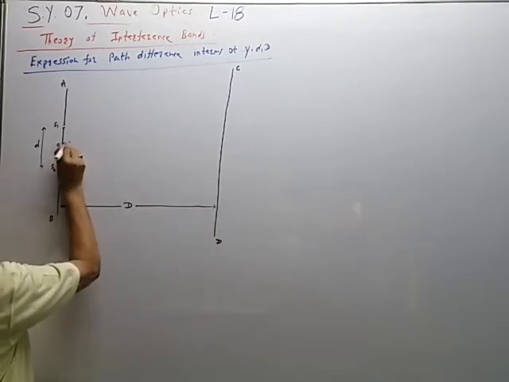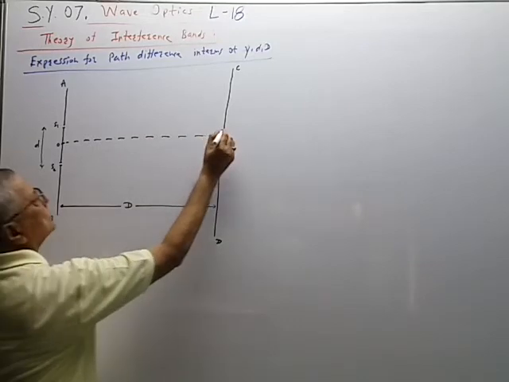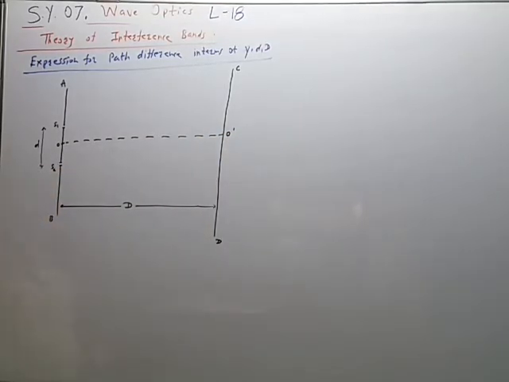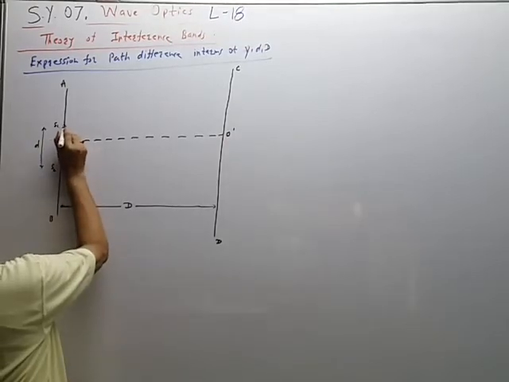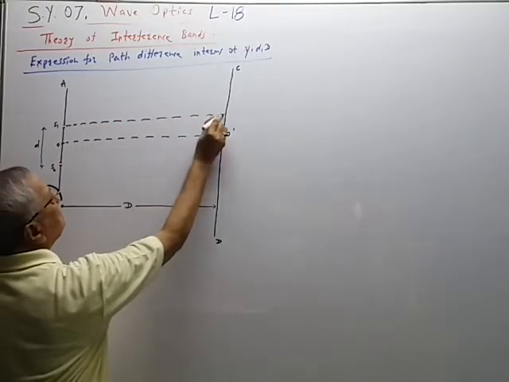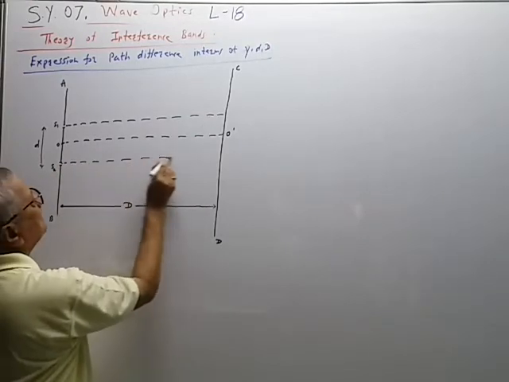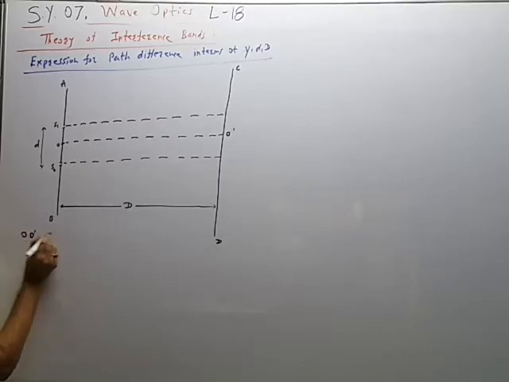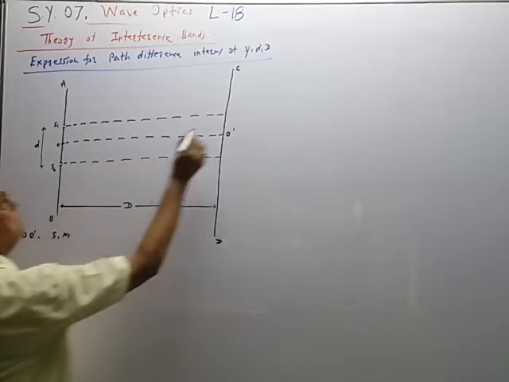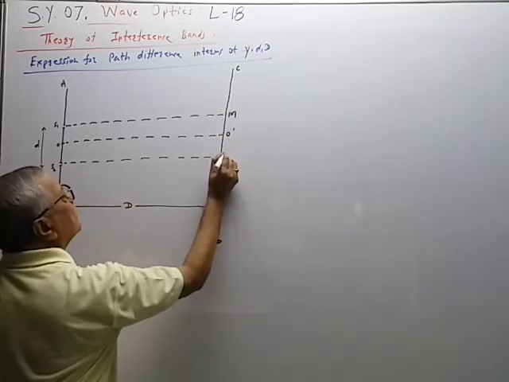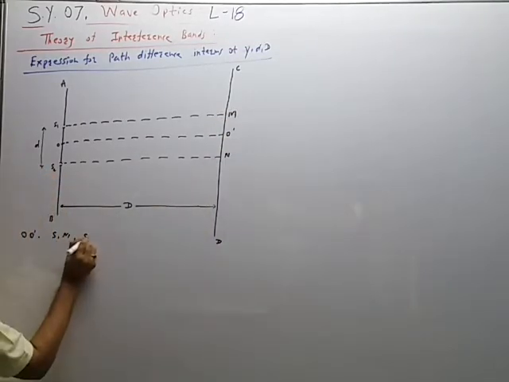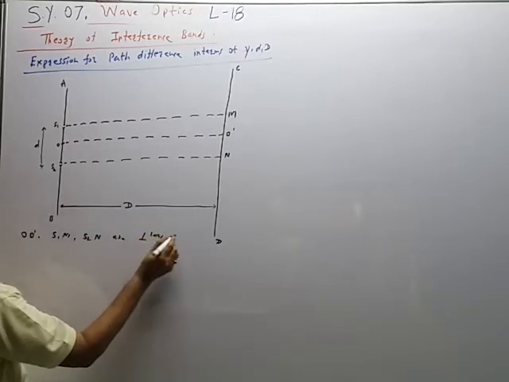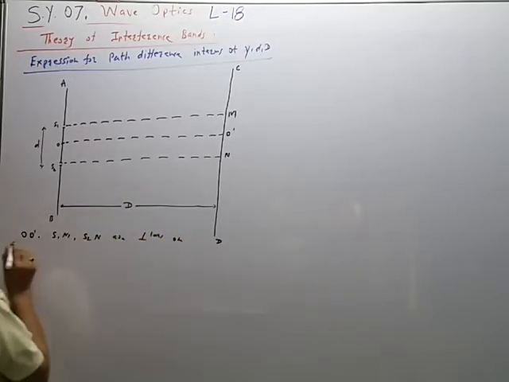Draw a perpendicular from O to the third screen. So this is O dash. O dash is the center of the screen. Now draw two more perpendiculars. This is the geometry that we are adding: O dash, S1M, S2N, R, the perpendiculars on screen CD.